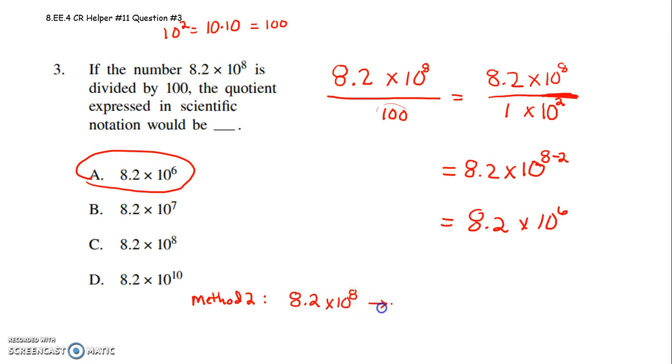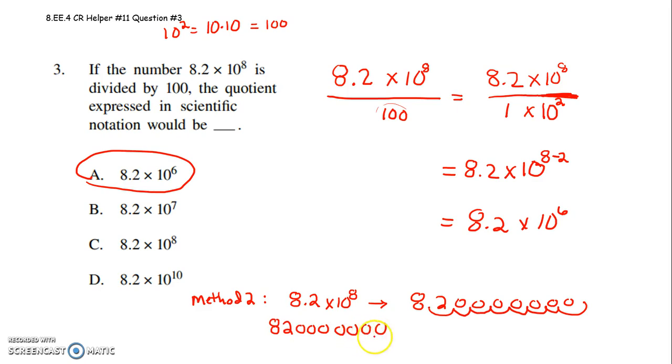To write that in standard form, you know you do your 8.2, move that 8 places to the right, 1, 2, 3, 4, 5, 6, 7, 8 places to the right, and we fill in 1, 2, 3, 4, 5, 6, 7 zeros. So then you'd have 8, 2 with 7 zeros. 1, 2, 3, comma. 1, 2, 3, comma. So that's 820 million.